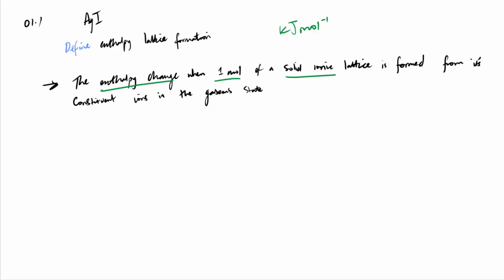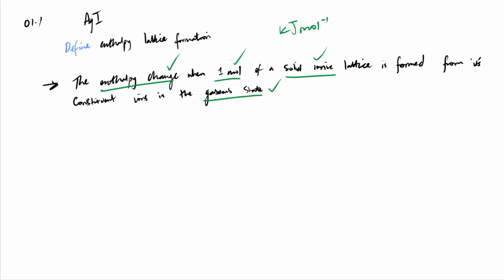Now, I put lattice here because that's how I like to refer to it, but you could put compound or substance or anything like that, okay? Next one is going to be regarding the gaseous ions, right? So this is going to be our next part. So you can say formed from its gaseous ions, formed from its constituent gaseous ions, or how I have here from its constituent ions in the gaseous state. It doesn't really matter as long as you have enthalpy change, 1 mole, solid ionic compound, lattice, substance, etc. And you need to emphasize that it's in the gaseous state, okay? The reactants, so the ions that form it.